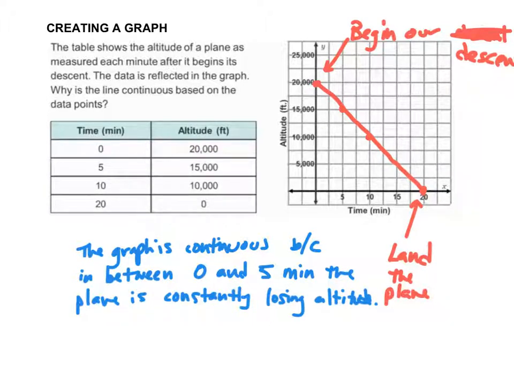Because when you think about it, if you're sitting in a plane, you don't just say, all right, I'm at 20,000 feet, we're going to stay at 20,000 feet and then immediately drop down to 15,000 feet. So this graph is continuous because we're constantly losing altitude as time goes on. Now let's take a look at the next one.